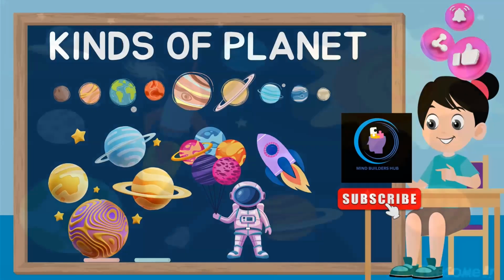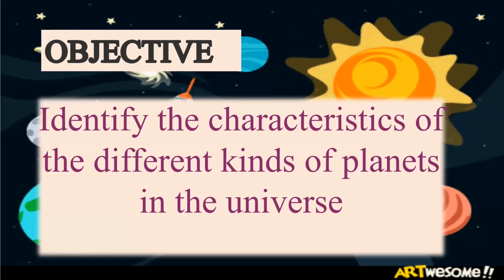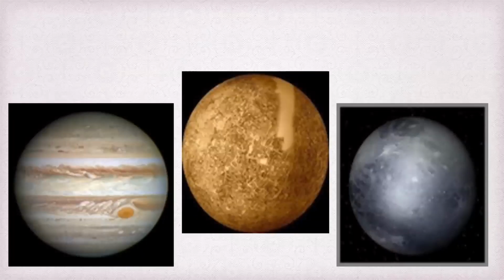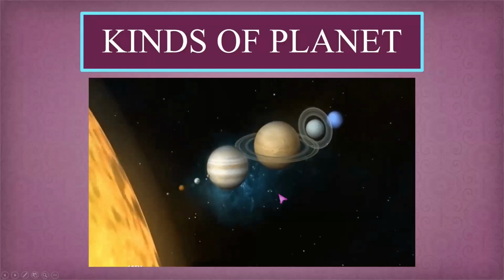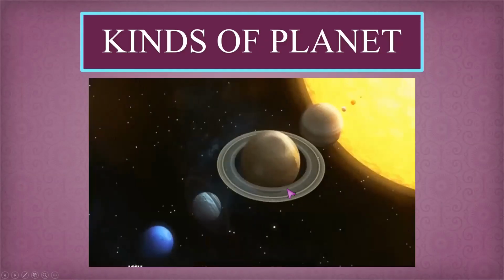So, for this time, we're going to discuss the different kinds of planets in the universe. We have to identify their characteristics. And if I'm going to limit my question to the different kinds of planets in the solar system and ask you to differentiate the three planets here, Jupiter, Mercury, and Pluto, what are the characteristics that may distinguish them from one another? So in this video, we're going to discuss bit by bit the information regarding their characteristics.